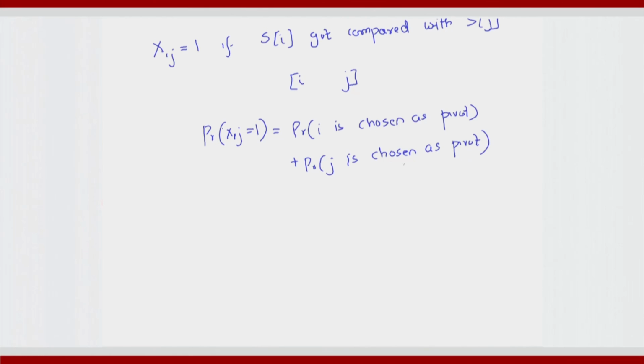And when I say chosen as pivot, I am choosing it from the subarray S_ij. Now what is the probability of having i or j as the pivot? Well, this is basically 1 upon j minus i plus 1, plus 1 upon j minus i plus 1. These are two mutually exclusive events.